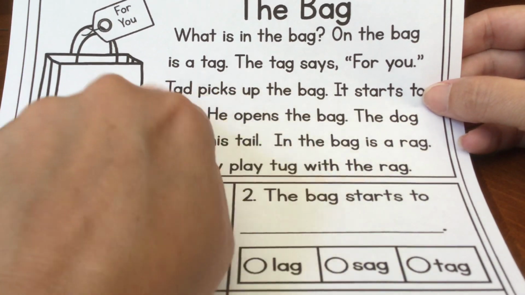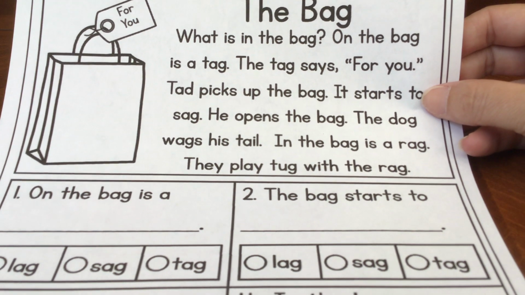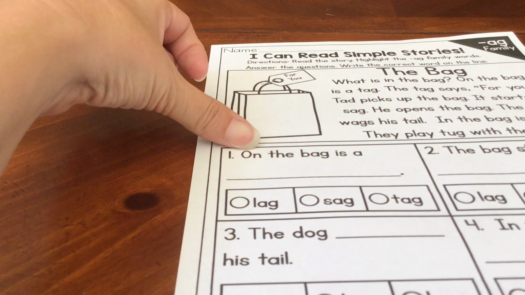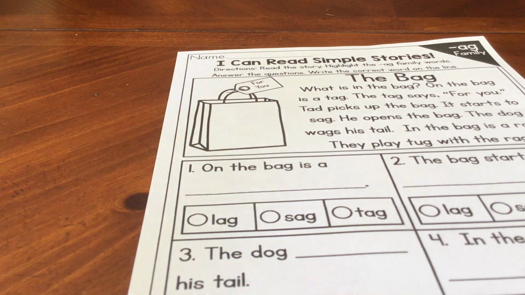Then I want you to finish reading the story. I want you to read the story 2 times. Then I want you to try to answer the questions. Let's read the first question. On the bag is a blank. We've got to figure out what is on the bag.